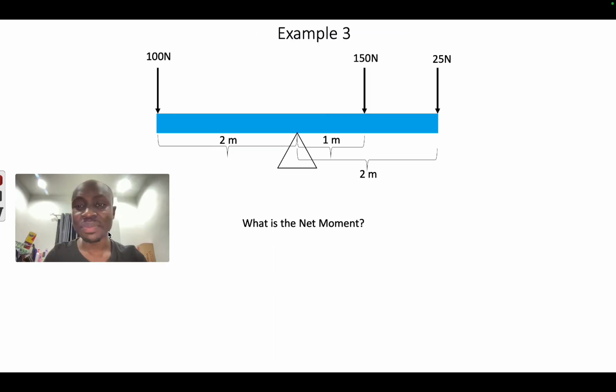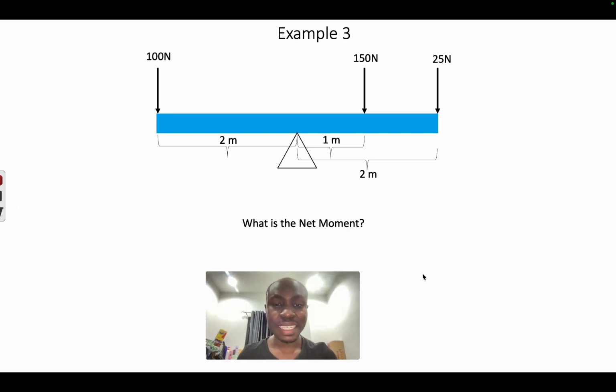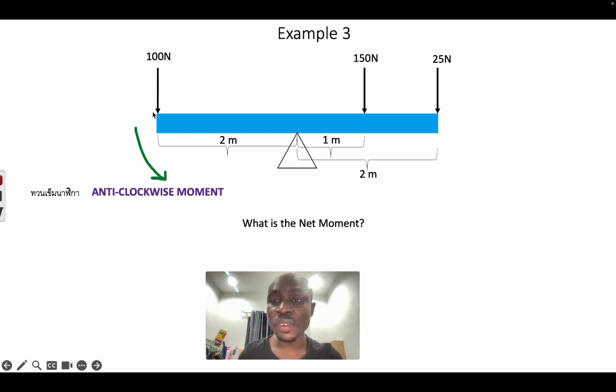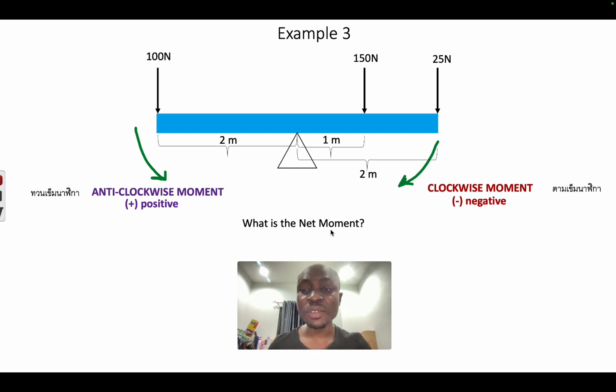Let's look at another example. So here we have forces on the left side and the right side, and we have to find the net moment, the total moment. Now if you look at it, the 100 newtons force is going to push the bar in an anti-clockwise direction. So it is going to create an anti-clockwise moment. But these two forces will create clockwise moments. They will turn the bar in the clockwise direction. Now we like to write the anti-clockwise moment as positive and the clockwise as negative. So let's try and find the net moment. We have to find the anti-clockwise moment and then add it together with the clockwise moment. So let's try and find that.